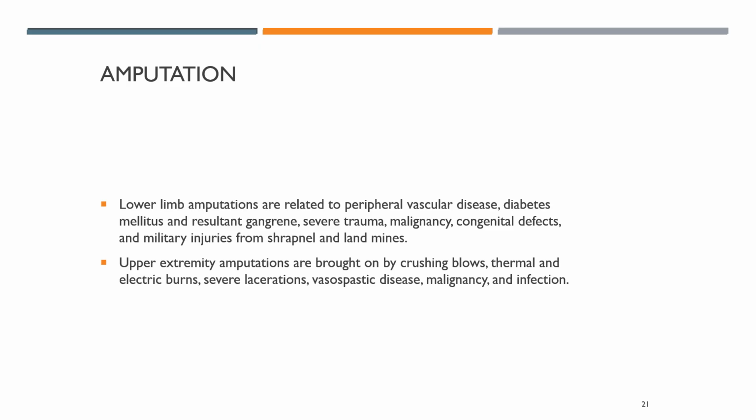Amputation. Lower limb amputations are usually related to peripheral vascular disease, diabetes, and sometimes there's a resultant gangrene. It can be related to trauma, maybe malignancy, some type of congenital defect, and a military injury from shrapnel. Upper extremity amputations usually are brought on by crushing injuries or blows or some type of burn or malignancy or possibly infection.